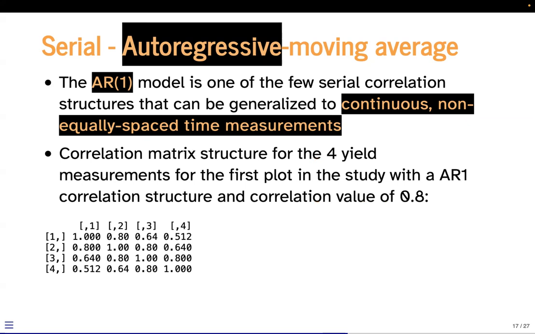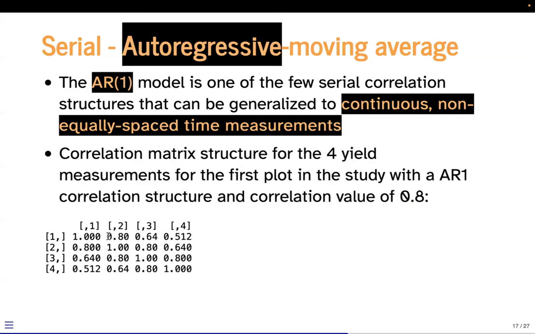So here is the correlation matrix structure for, again, the same observation we're looking at. Again, the diagonal remains one, so the variance is the same. Now if a correlation value that was calculated here was 0.8, you can see that one lag, so going back one time, is 0.8, and then that decreases over time. So these are not all estimated. It estimates the first one, and then the other ones are just a decaying function of the first one.